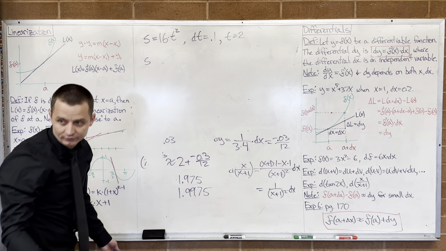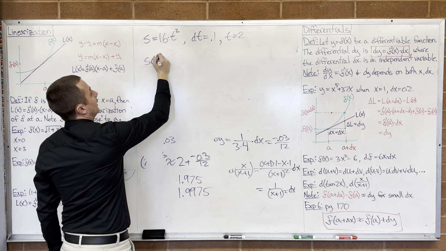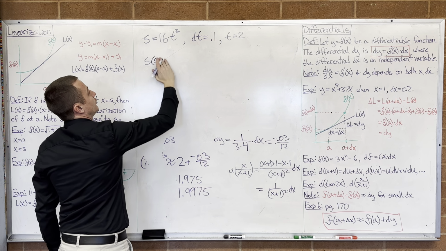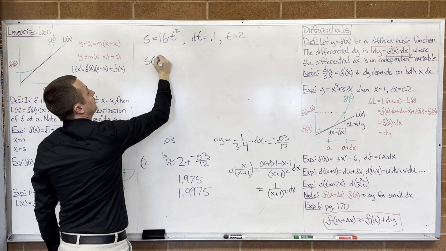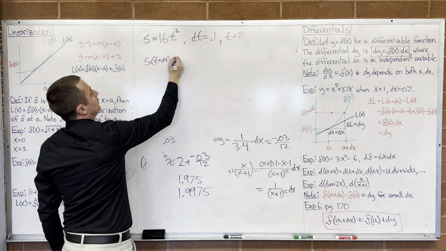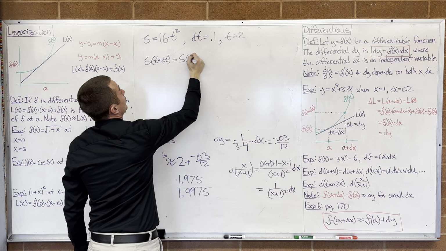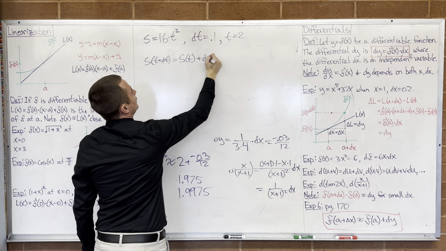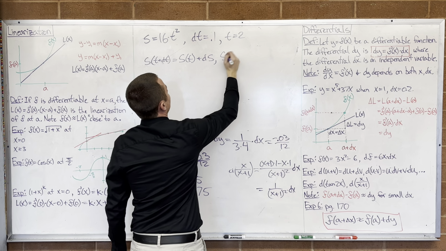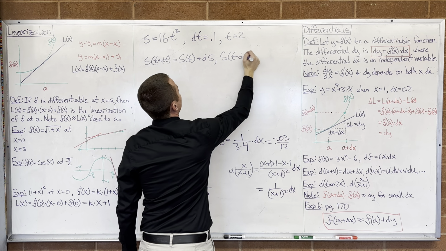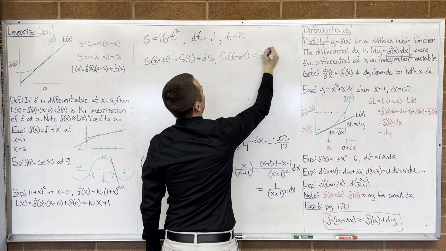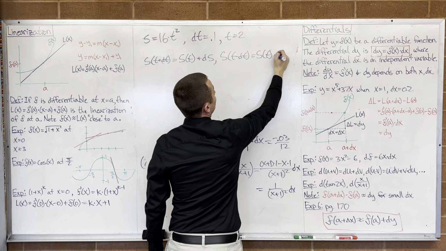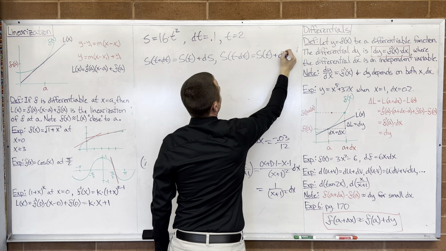Let me write it two ways. So we can have s at t plus dt is equal to s at t plus ds. I should have written it like this to begin with. Or we could have had s at t minus dt is equal to s at t plus ds in that case, where dt is negative.